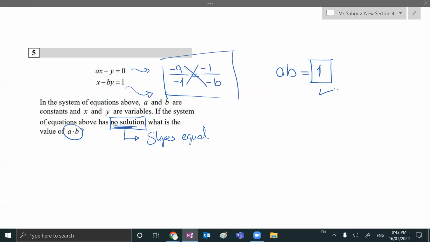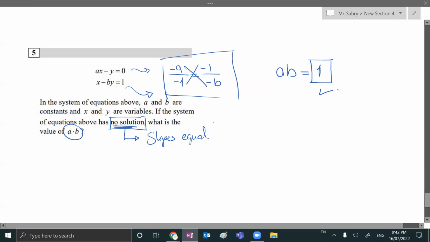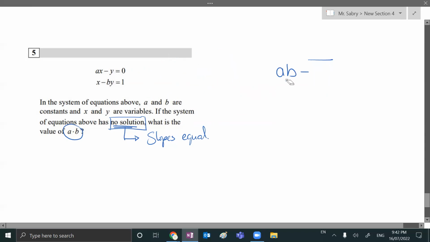Repeat it. I will repeat it. What do you mean A and B is negative? B is, yes, it's negative. I'm supposed to change the sign of whatever is next to the A. Okay, one by one. No solution.